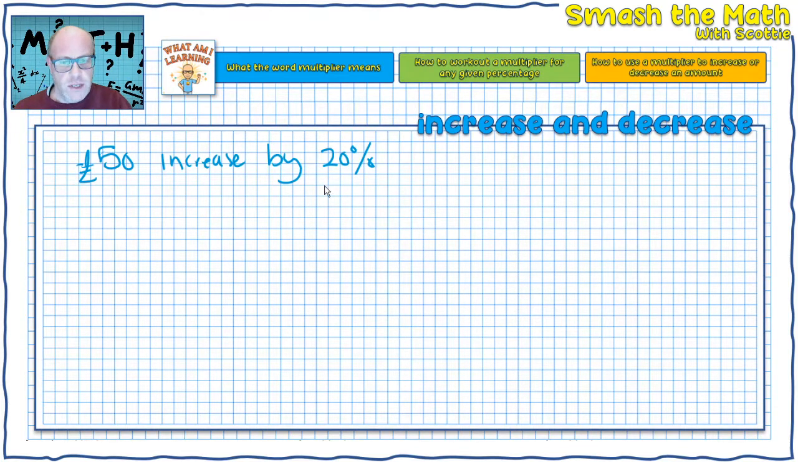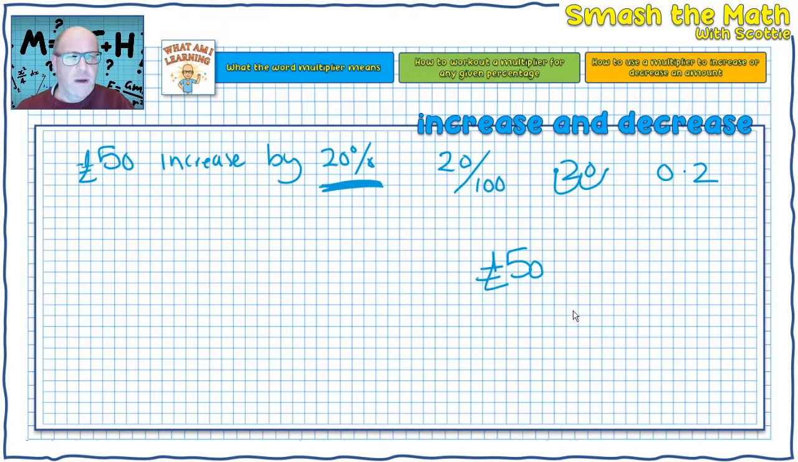First thing we're going to do is turn our percentage into a multiplier. I know I can divide that by 100, or move the decimal 2 places. 1, 2, so it becomes 0.2. Okay, so that's my multiplier. Now we want to increase £50 by 20%. If I've got my 50 quid here, this is 100%. It's the whole thing, right? The multiplier for 100% is 100 divided by 100, which is 1. I want to increase this by 20%.